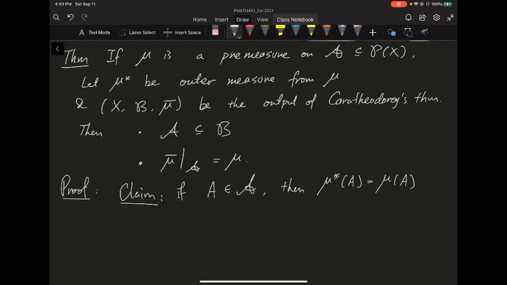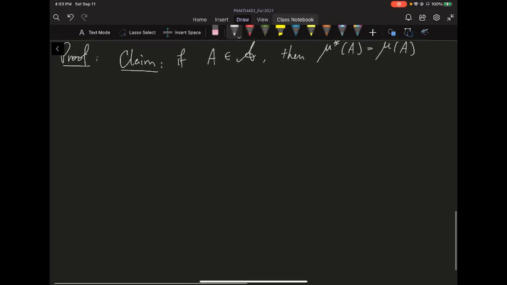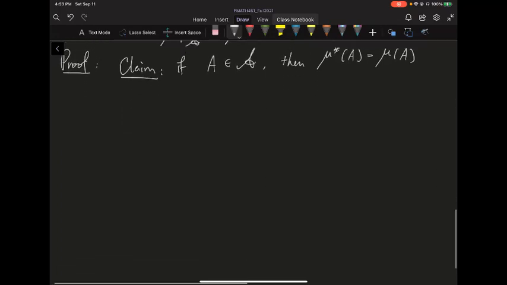So the proof is divided into two parts. First of all, let's prove the following claim. Suppose I start with some element A from the algebra. I first want to prove that the mu star of A, which is the outer measure, is actually equal to the pre-measure of A. So the outer measure kind of preserves the pre-measure already. All right, so let's prove this fact.